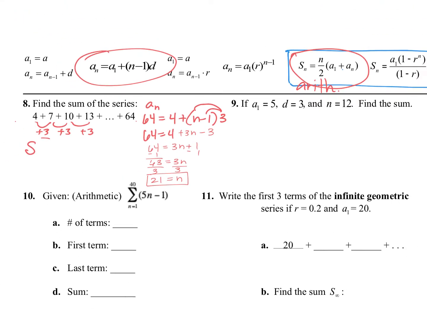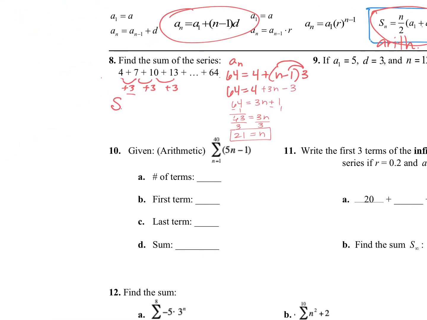Now plug it into that sum formula. The sum of 21 terms is going to be 21 divided by 2 times what plus what? 4 plus 64. First term plus last term. So the sum of 21 terms here is, what do you get? 714.